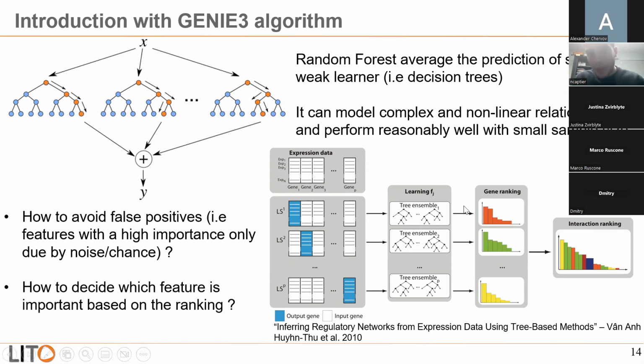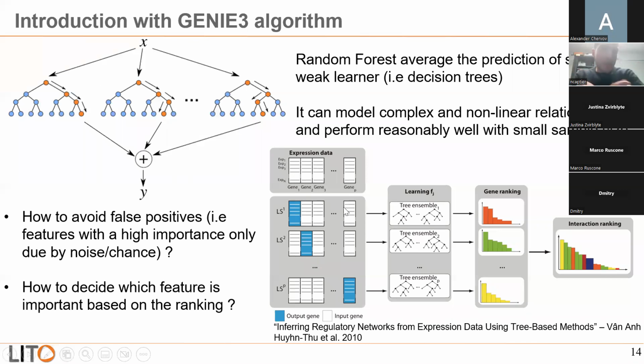And in the GENIE3 algorithm, what they do is that if I want to infer relationships between genes, for each gene I consider the gene as a target, and I try to predict it with the other genes. I apply a random forest algorithm, I use the default feature importance associated with random forest, and then I obtain a ranking, and this ranking is used to infer the gene regulatory network.